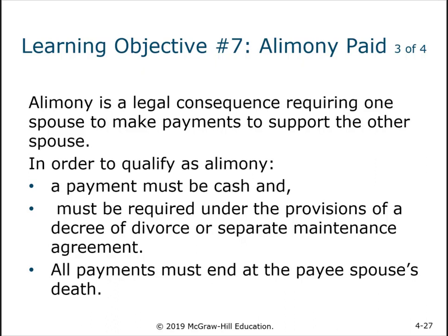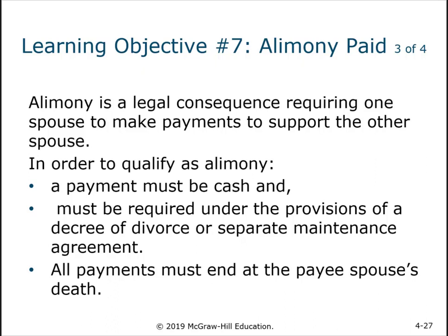So if it is to pay, for instance, a mortgage on a house, and that mortgage goes for the next 20 years, that may not qualify because that will go past the end of the life of the spouse. If it were specifically stated that it ends at their death, then it could still be qualified as alimony. So it must be cash, must be required, and it must end at the payee spouse's death.